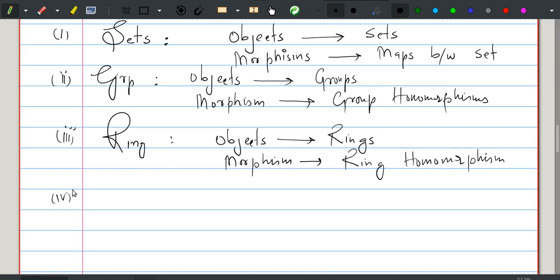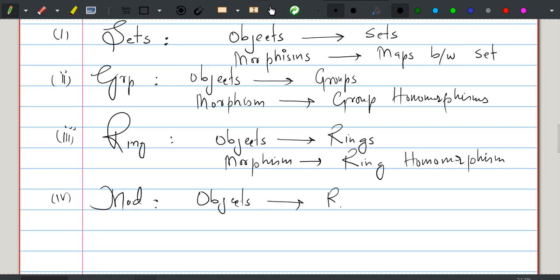And then we have the category of modules. So objects are R modules, where R is the underlying ring. So the objects are R modules, and the morphisms are R module homomorphisms.